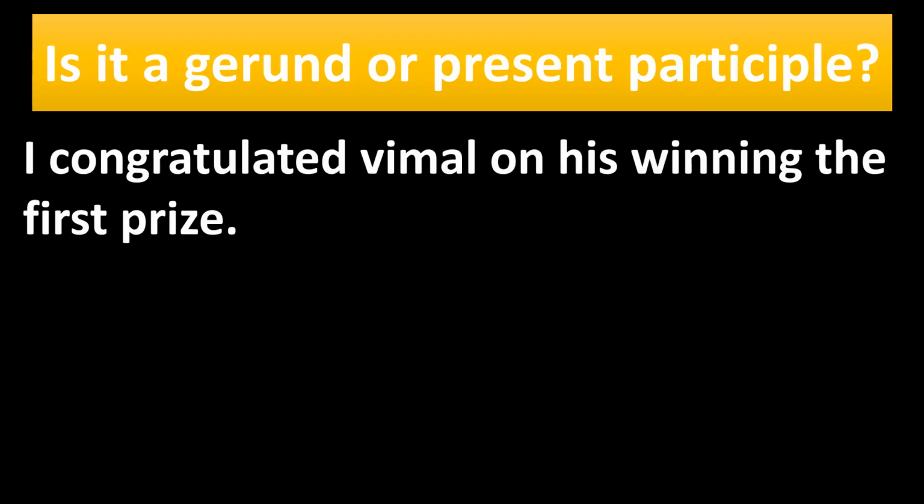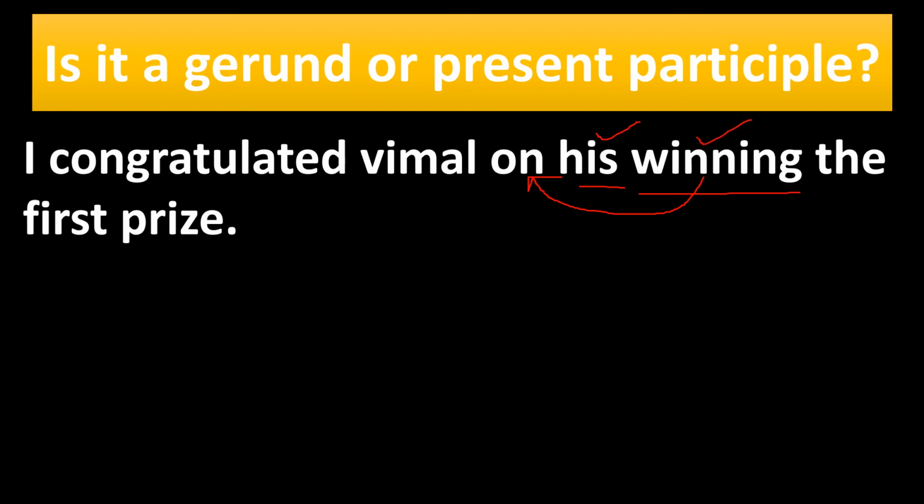I congratulated Vimal on his winning the first prize. Here the ing form is winning. Is it a gerund or present participle? Winning is an object of the preposition on. Another technique: his is called a possessive pronoun. His winning, my winning, your winning, our winning, their winning, like that. When the ing form is placed after a possessive pronoun, that ing form is a gerund.